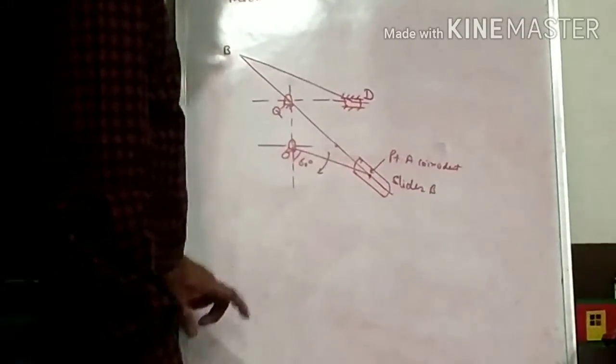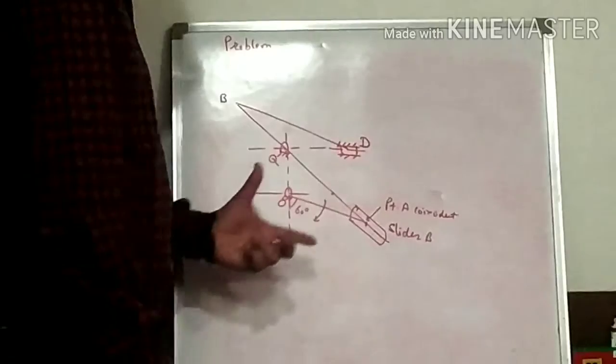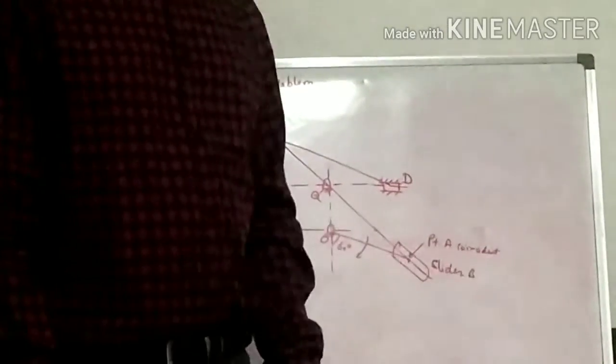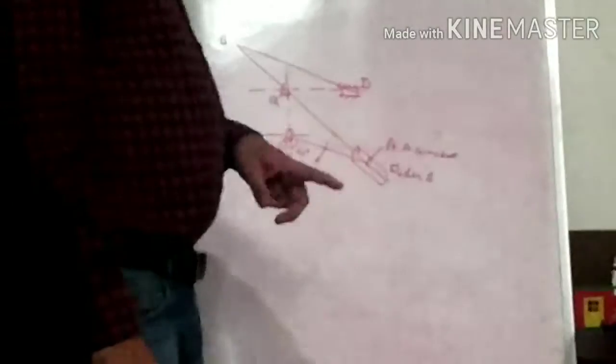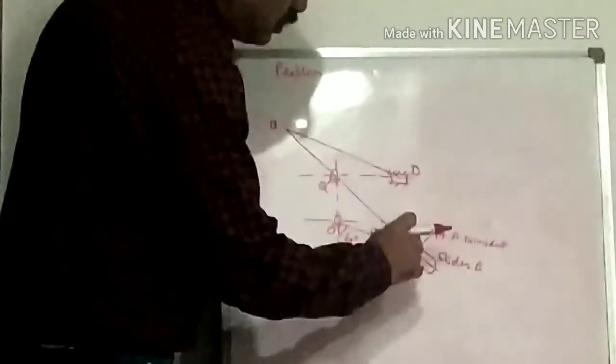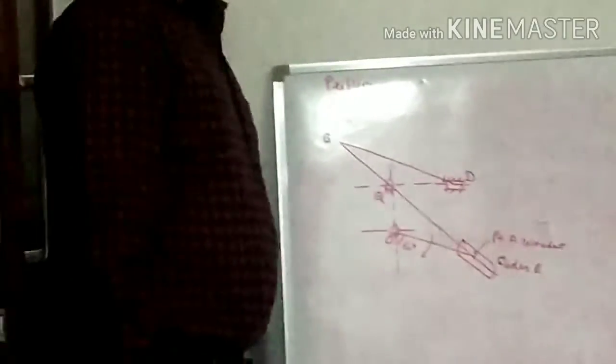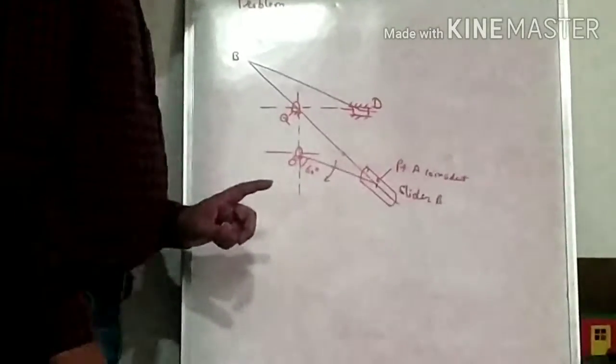Now by default, what happens here? First we have to draw the velocity polygon and then the acceleration diagram. Here the Coriolis component of acceleration comes into the picture because slider B is moving along this link QA, which is not fixed, it is having some rotary motion. Now first we have to draw the velocity polygon.